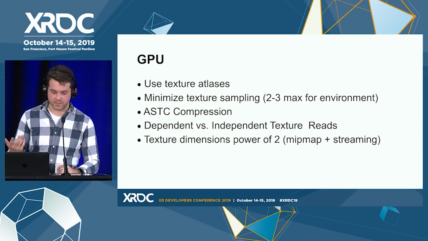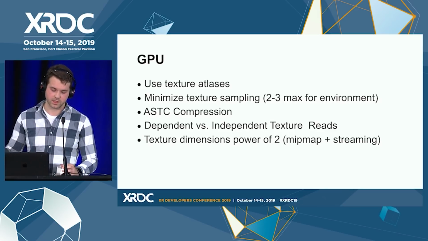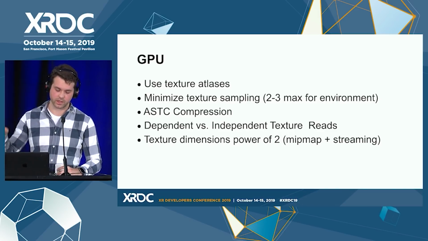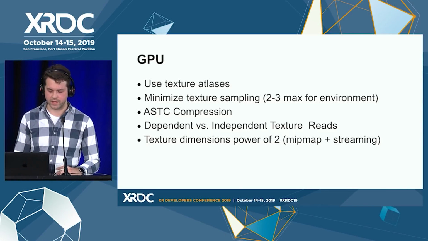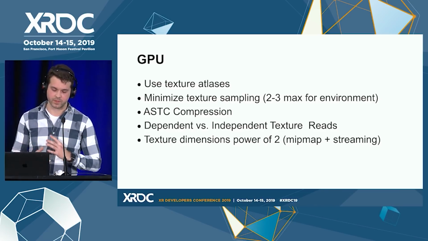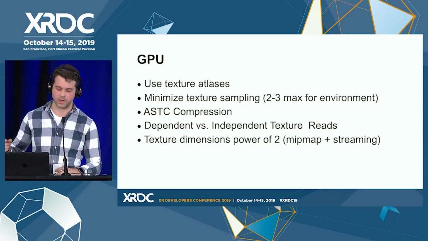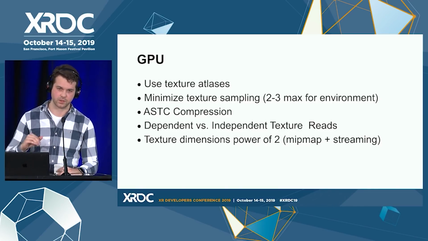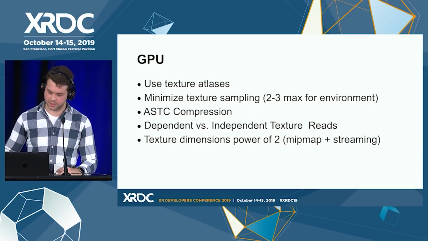And on the topic of dependent versus independent texture reads, dependent here refers to looking up in one texture and using that result to look into another texture. We found that the cost here was actually about the same. So if you can potentially bake some expensive calculation you're doing on the GPU at runtime into a texture, use that to look up into another texture.